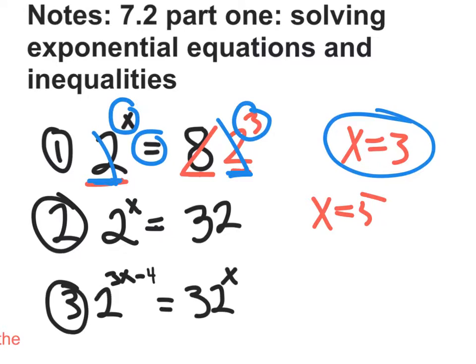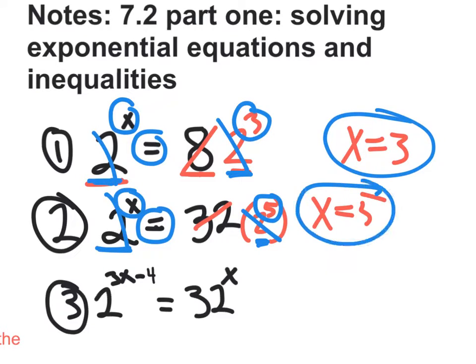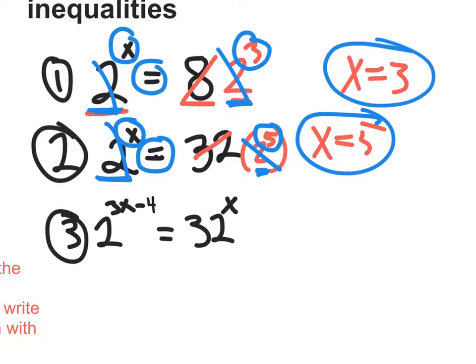But I would like you to get into the practice of taking the 32 and rewriting it to be 2 to the 5th power. That way you could see that this base is 2 and this base is also 2, which means that you could cancel out the 2's and write your new equation as x equals 5, and that's your answer right there. Because number 3, as you could see, you can't really do mental math on that.